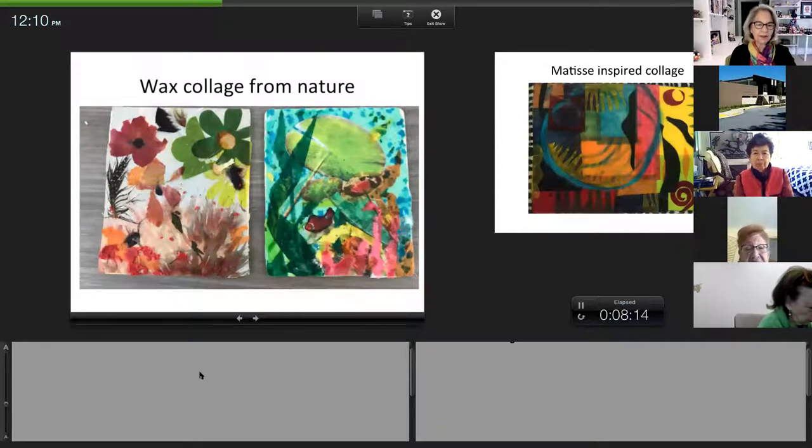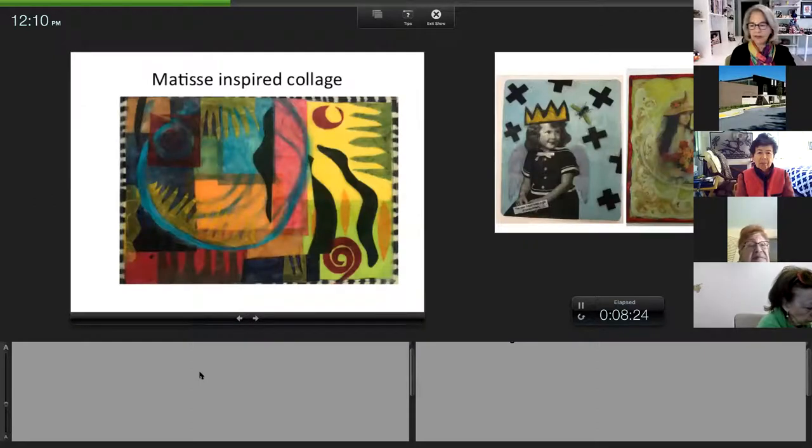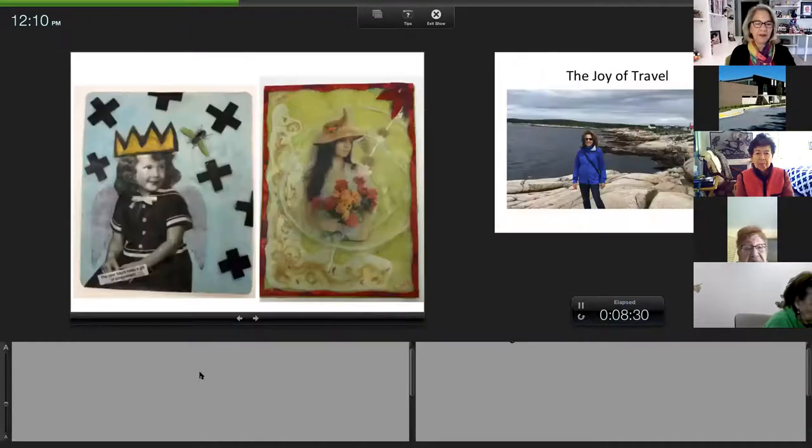More absolutely beautiful nature collages in which we use not just papers, but also feathers and leaves and things of that sort. And here's one that's patterned after Matisse. And then we also got into using photographs. So these are two really beautiful photographs.